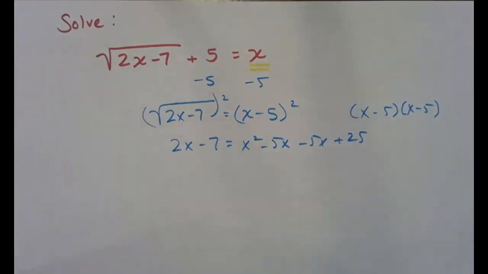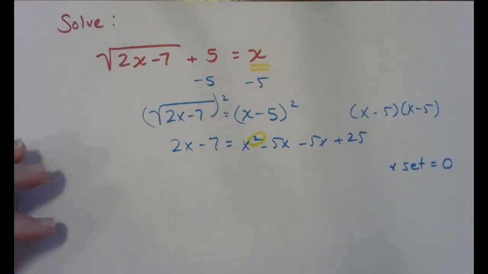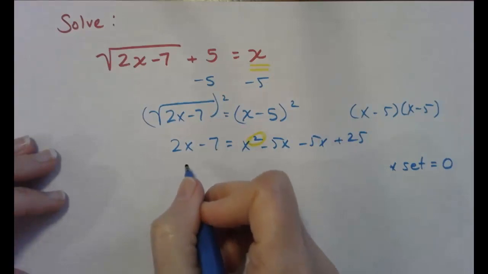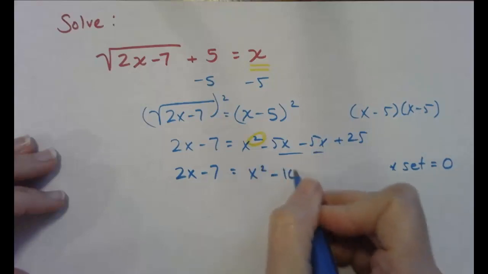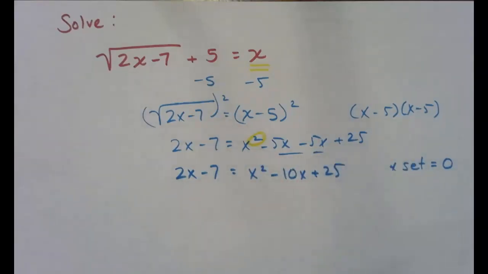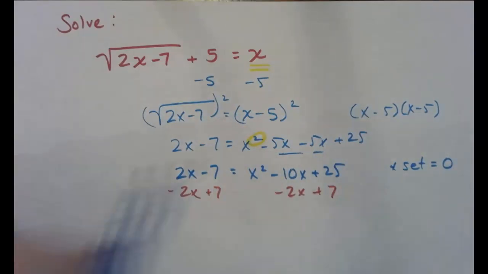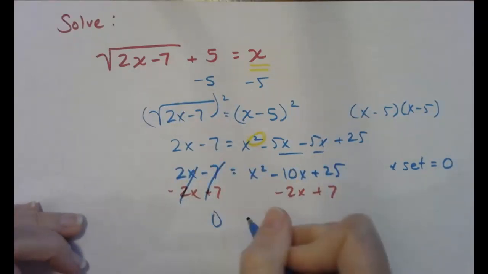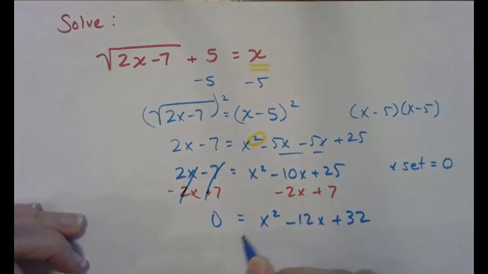That allows us to now have a quadratic equation where we will set equal to 0 and then attempt to factor. So let's combine like terms first. -5x and a -5x is a -10x, and then minus 2x plus 7 gives us 0 equals x squared minus 12x plus 32. This can easily be factored. The factors of 32 that add up to 12 are 8 and 4.